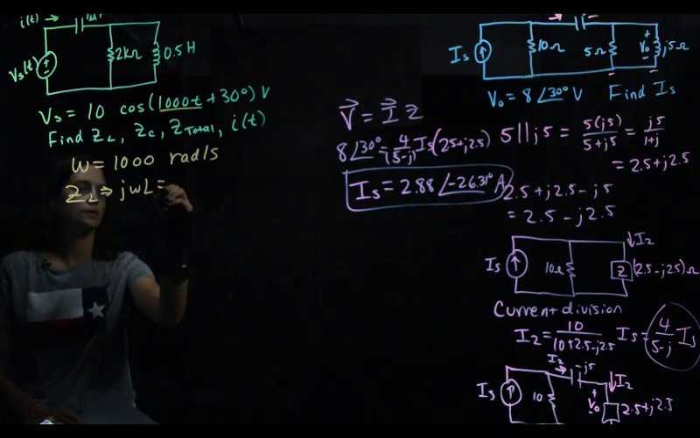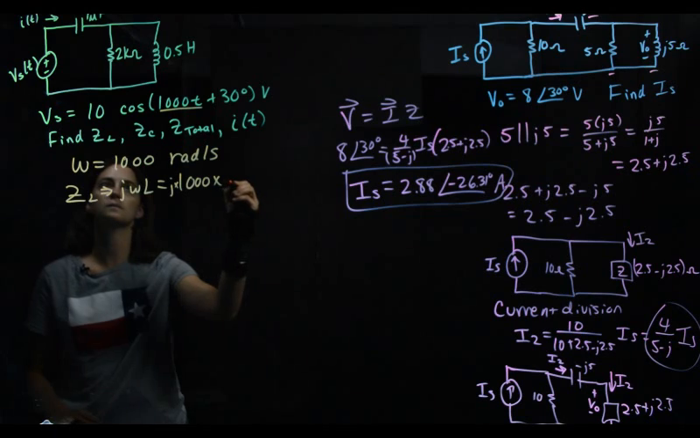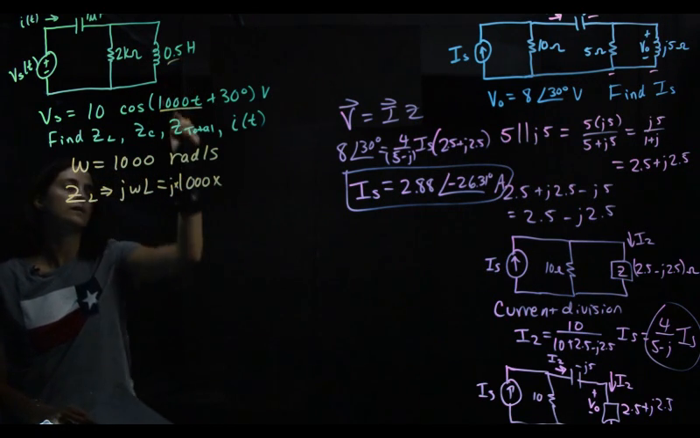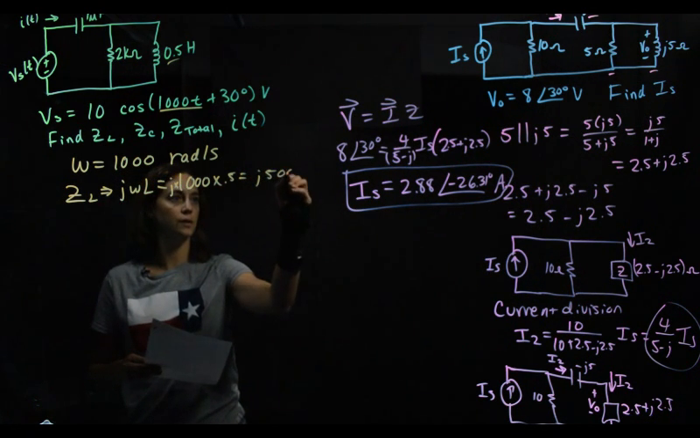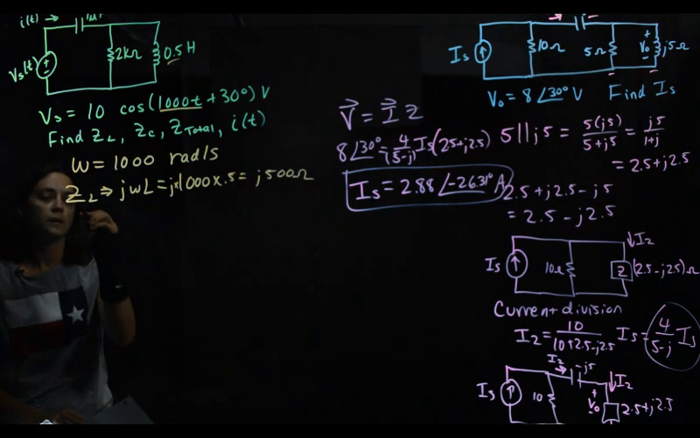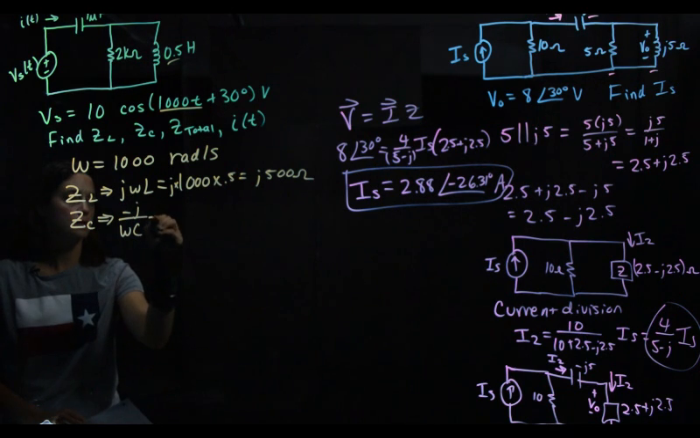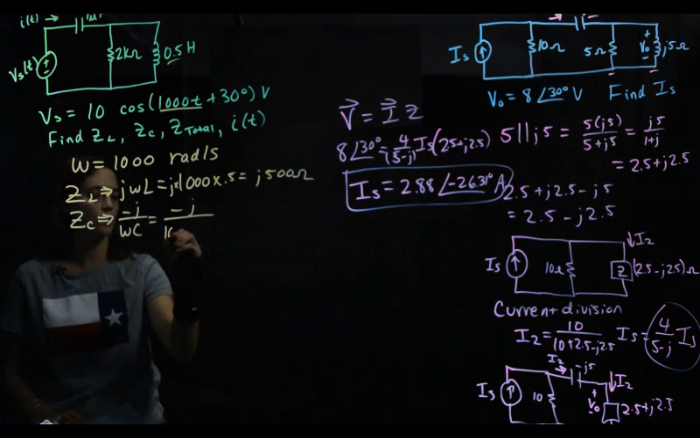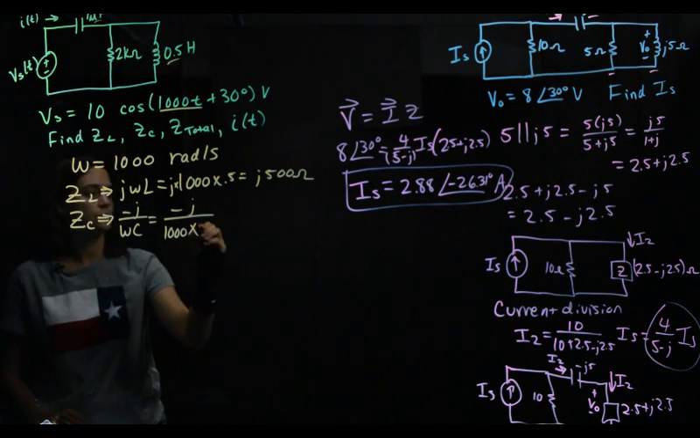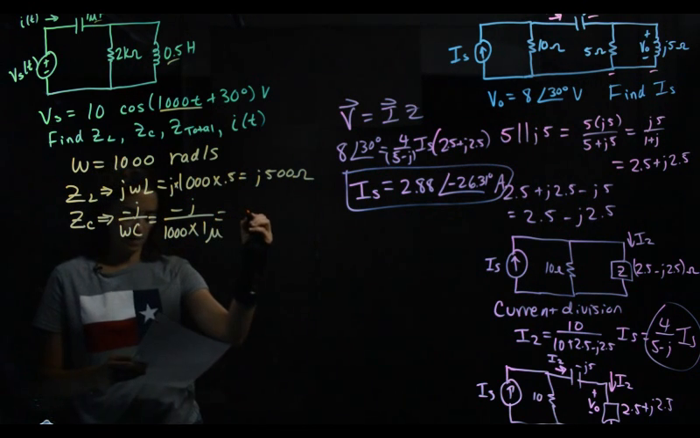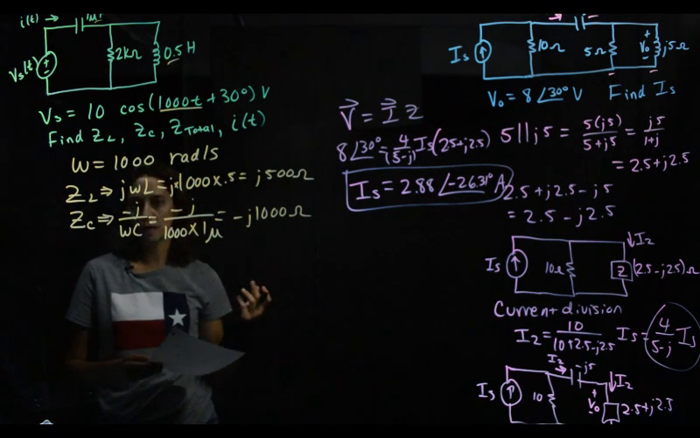J omega L, J times 1,000 times L, here, 0.5. So my ZL becomes J500 ohms. My C, minus J over omega C, minus J over 1,000 times C, 1 micro. That gives me minus J1,000 ohms, or you could say kiloohm if you wanted to.